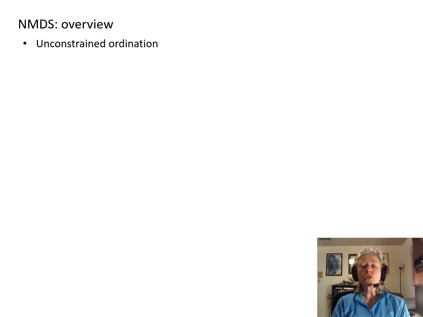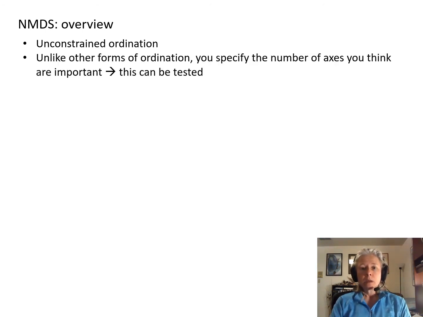NMDS is an unconstrained form of ordination, like PCA that we did earlier in the semester. That means that in an unconstrained ordination, you're looking at variability within a single data set, like a site-by-species data set. Unlike other forms of ordination, however, uniquely in NMDS, you specify how many axes or dimensions you want to display that variability across. And this can be tested to determine whether or not the number of axes that you chose does a good job of representing the variability in species across sites.